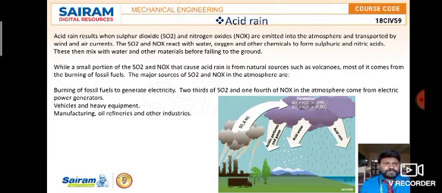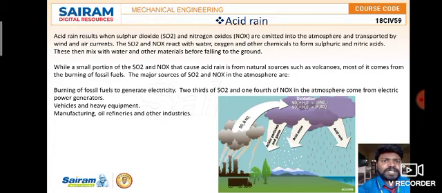As a result, sulfur dioxide and nitrogen oxides are emitted into the atmosphere and transported by wind and air currents. These sulfur dioxide and oxides of nitrogen react with water, oxygen and other chemicals to form sulfuric and nitric acids. These then mix with water and other materials before falling to the ground. So this is nothing but acid rain, right?